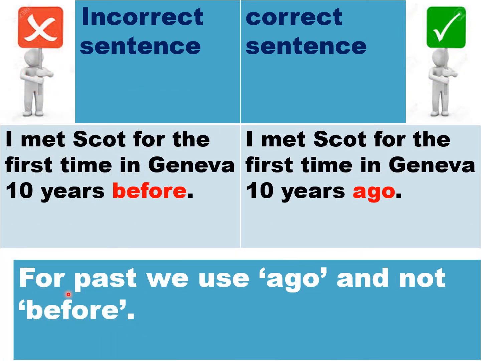The rule is, for past, we must use ago and not before. I met Scott for the first time in Geneva 10 years before. The meeting took place before 10 years, so we must use ago instead of before. I met Scott for the first time in Geneva 10 years ago.